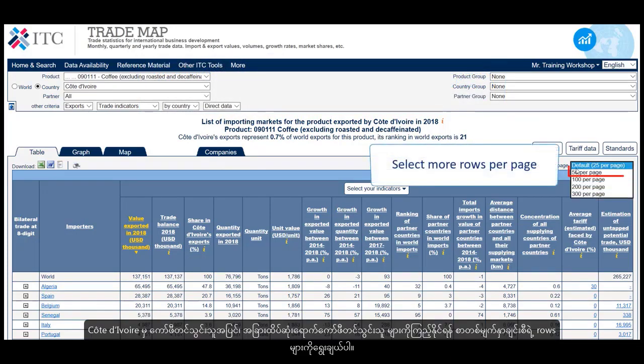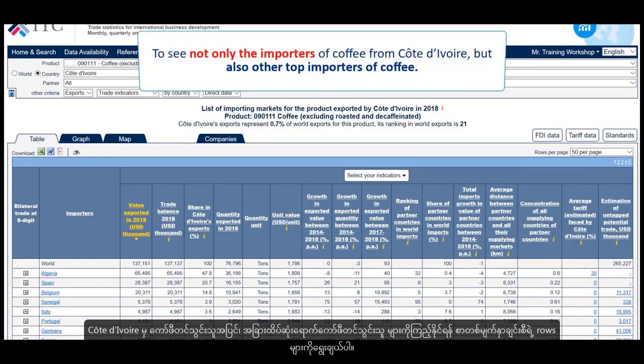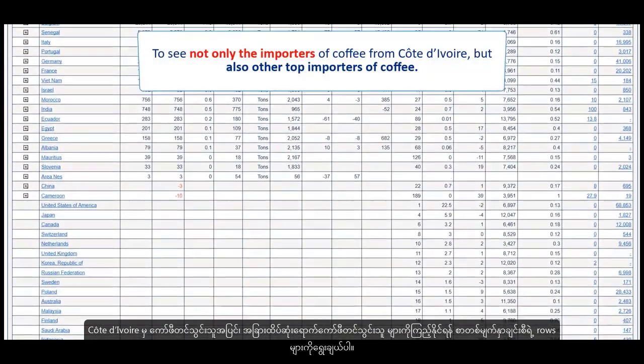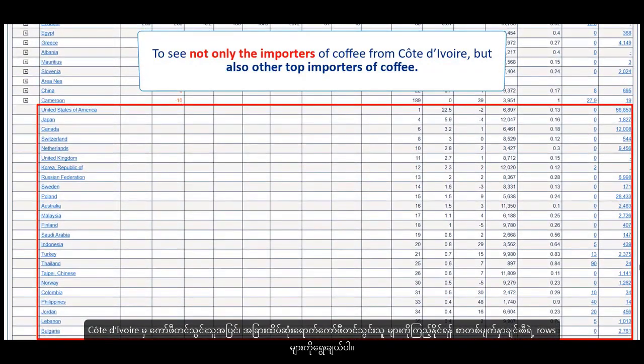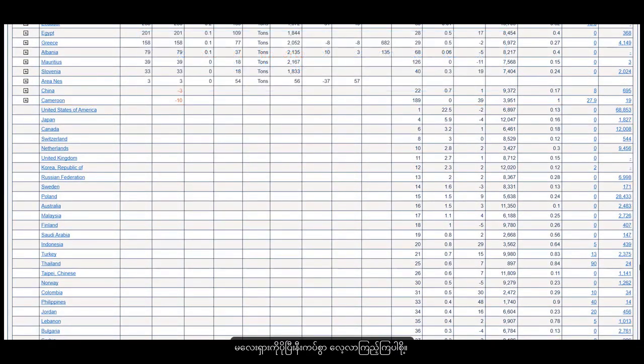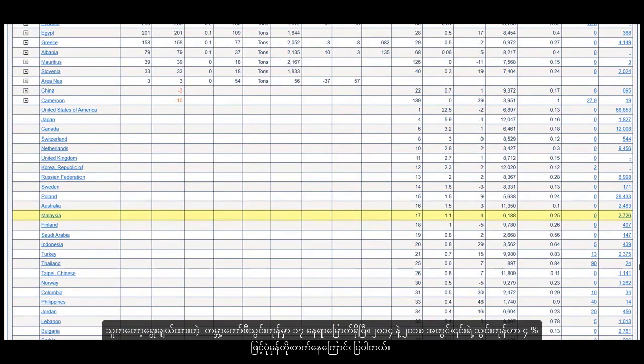Select More rows per page to see not only the importers of coffee from Côte d'Ivoire, but also other top importers of coffee. Let's take a closer look at Malaysia. Its ranking in world imports of our selected coffee is number 17, and it is increasing its imports between 2014 and 2018 with a steady 4%.